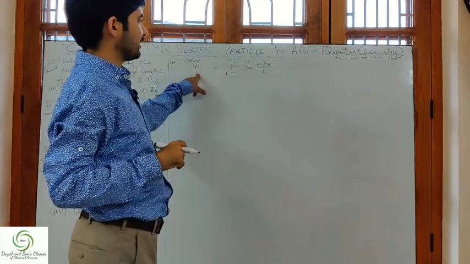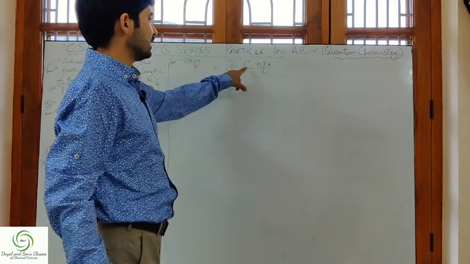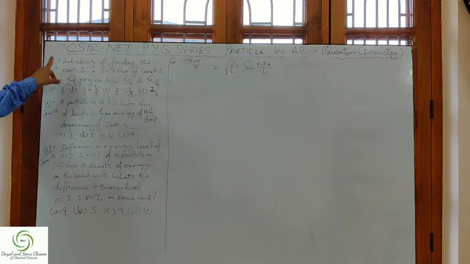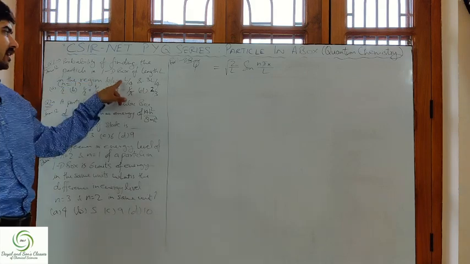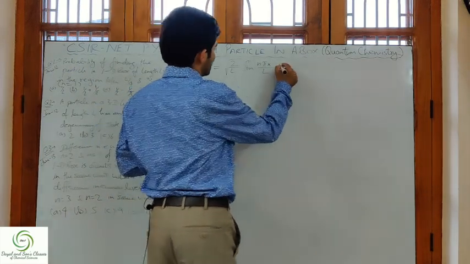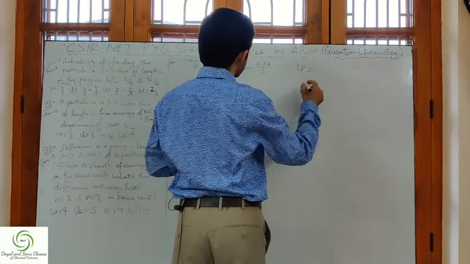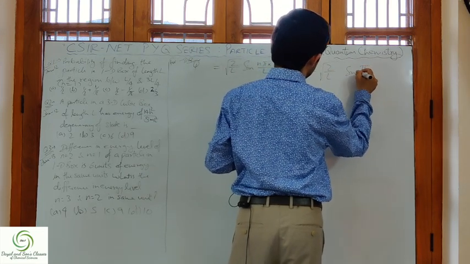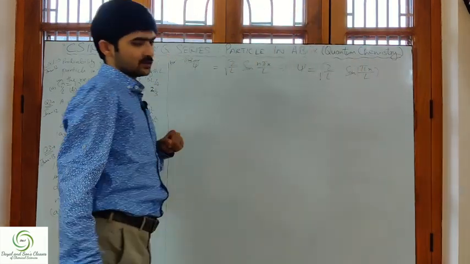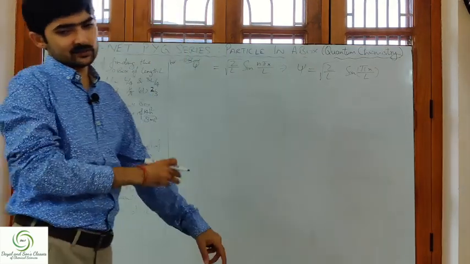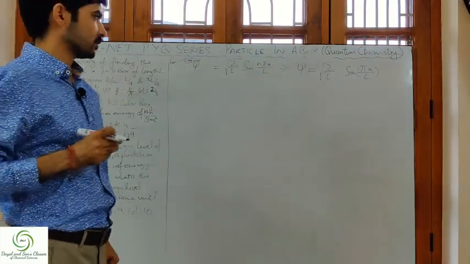For a 1D box, the general wave function is under root 2 by L into sine of n pi x upon L. Now here in this question we have to find the probability in a 1D box for principal quantum number n equal to 1 and in the region L by 4 to 3L by 4. So we will replace n by 1, and psi will become root 2 by L into sine of pi x upon L. This relation gets reduced to this expression.